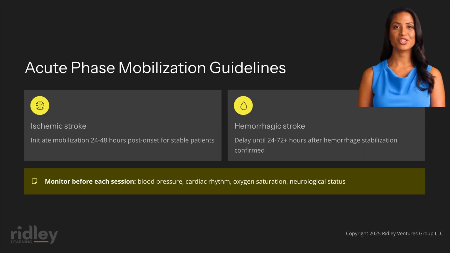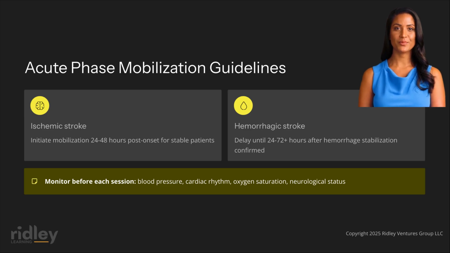Current evidence supports initiating mobilization for hemodynamically stable ischemic stroke patients between 24 and 48 hours post-onset, with the intensity and duration of early mobility sessions calibrated to individual patient tolerance and neurological status. The rationale for this timing window reflects the balance between avoiding the risks of prolonged immobility, including venous thromboembolism, pneumonia, pressure injuries, and deconditioning, while respecting the brain's need for adequate perfusion during the critical early recovery period.